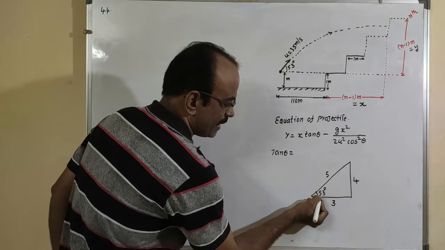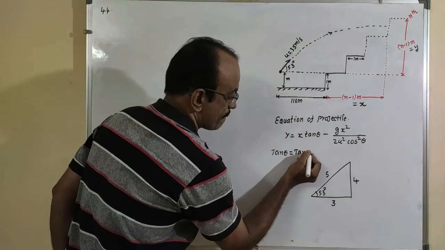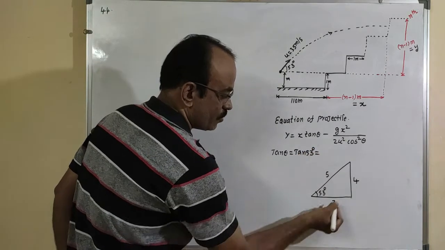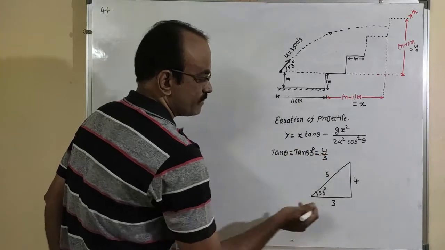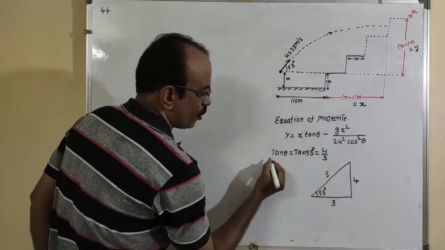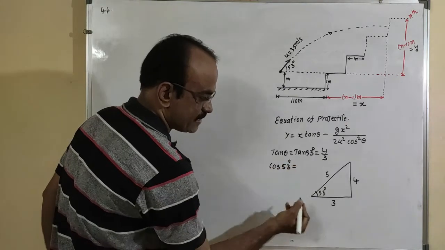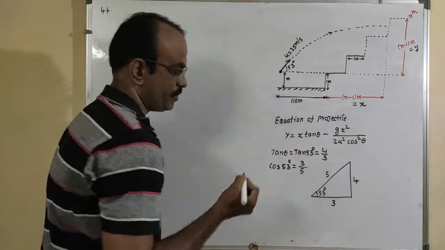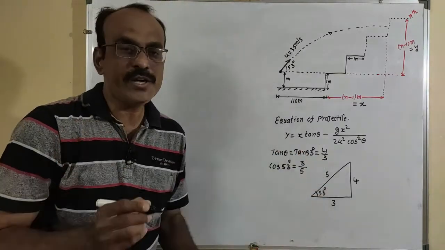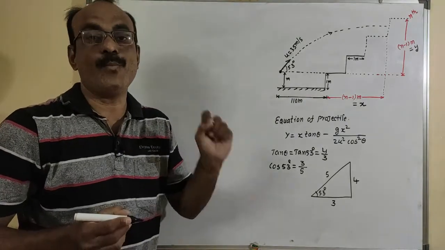Tan theta, that means tan 53 degrees, is equal to opposite side by adjacent side, so that means 4 by 3. And cos 53 degrees is equal to adjacent side by hypotenuse, that means 3 by 5. So here, what do we want to calculate? Which bench the ball hits.